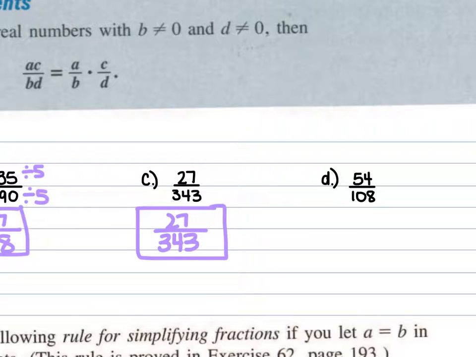If we look at D, we have 54 over 108. Well, we can take both of them and divide them by 2, and then divide them by 2 again, and again, and again. However, 54 does go into 108 evenly, so we can divide each of them by 54, and when we do, we get 1/2.